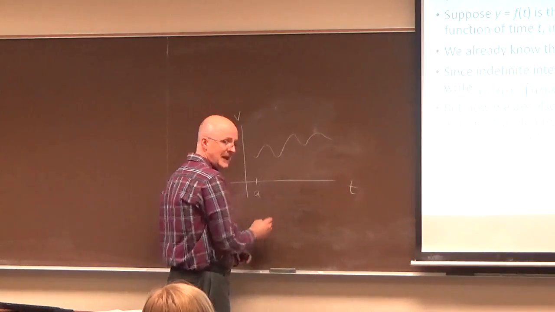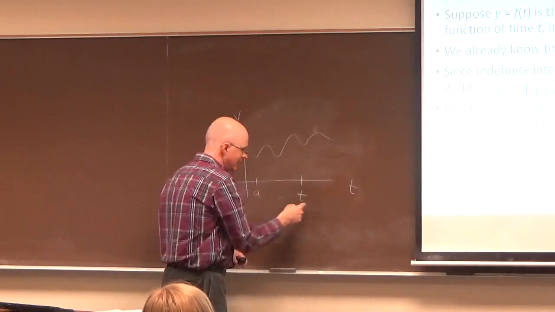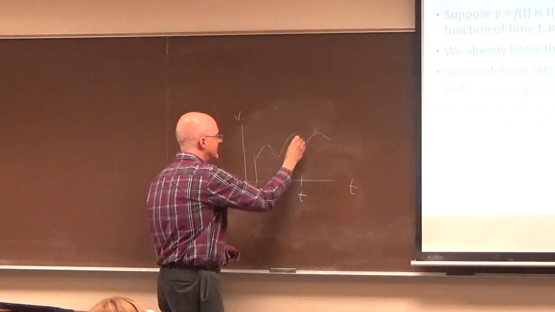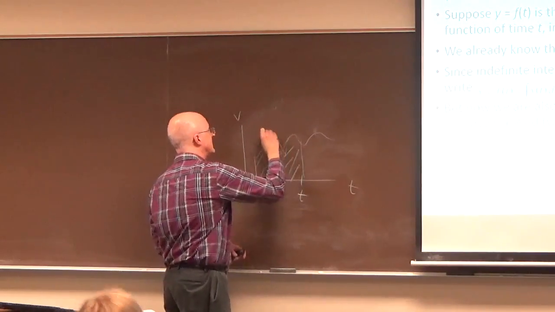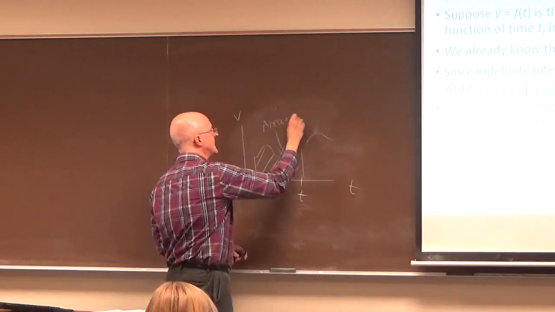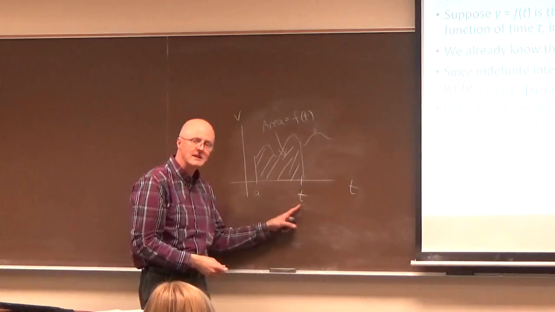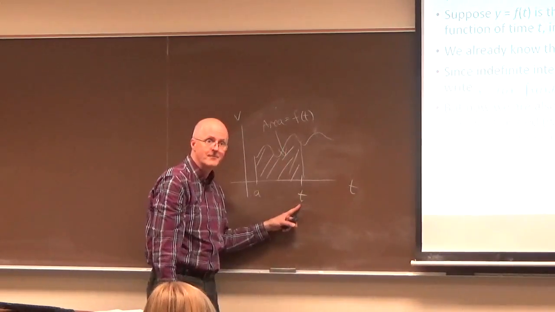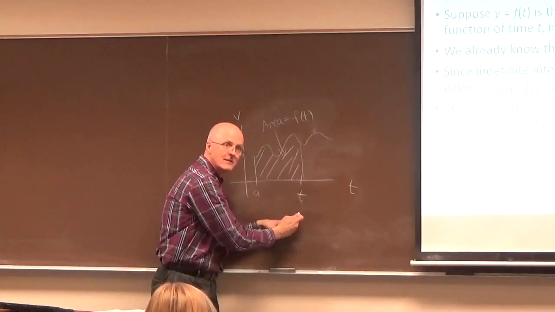I'm going to abuse notation again and use the same letter t to represent both an axis and a particular number. This area under the graph equals the original position function at that value of t. But this t can change, so this is really a function of t. This area can change as you move this value of t back and forth.